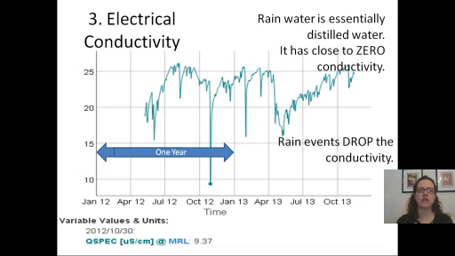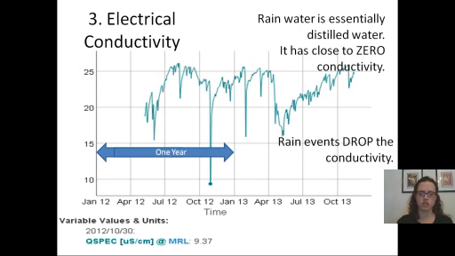So if you know that rainwater is essentially distilled water, think about it, it evaporates off the surface of water bodies. It's not going to bring any salts or any minerals with it. So it's going to have very close to zero electrical conductivity. Water itself, just pure H2O, has a very difficult time carrying any electric current unless it has some salts in it. Salt water carries electrical current quite well. So rain events are going to drop the conductivity.